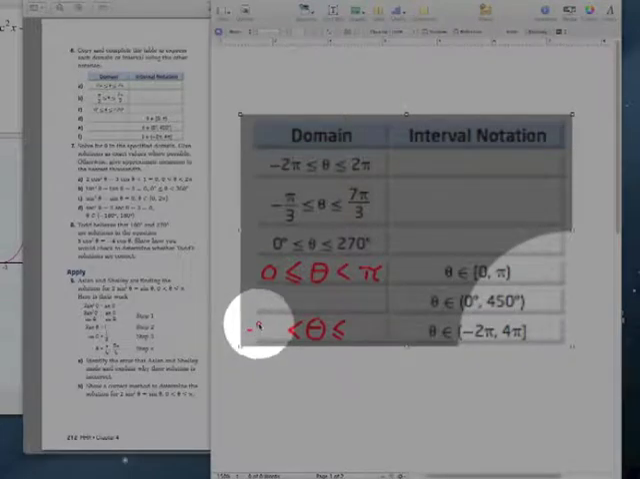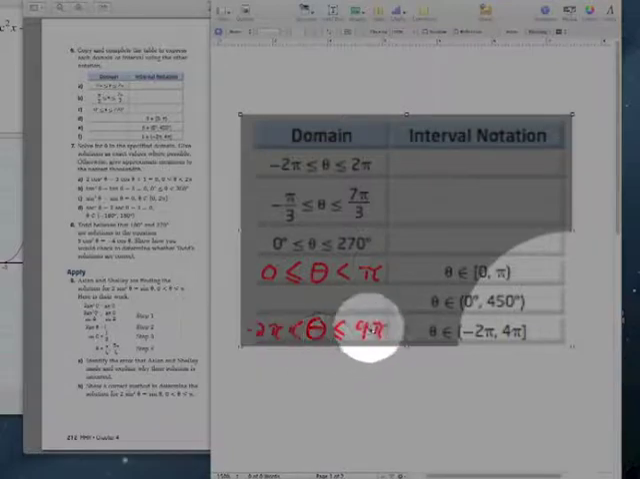So it's negative 2 pi, and then that one over there, we pop in, is going to be 4 pi. So this means theta is greater than negative 2 pi, but less than or equal to 4 pi. So that's how we're doing with that.